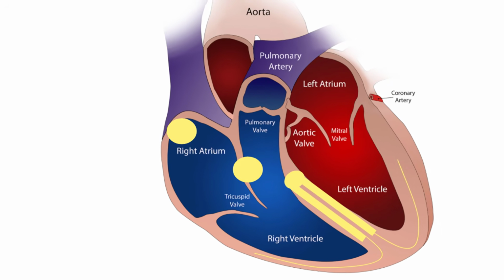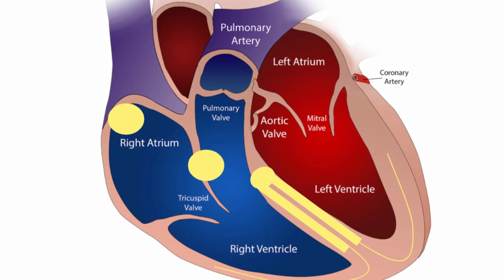Okay, so the electrical impulse of the heart starts in the SA node, which is right here, and then it passes down through the AV node, which is the atrioventricular node, and then it goes down here into the bundle of His, to the left and right bundle branches, and then down into the Purkinje fibers, which go up through the walls of the ventricles.